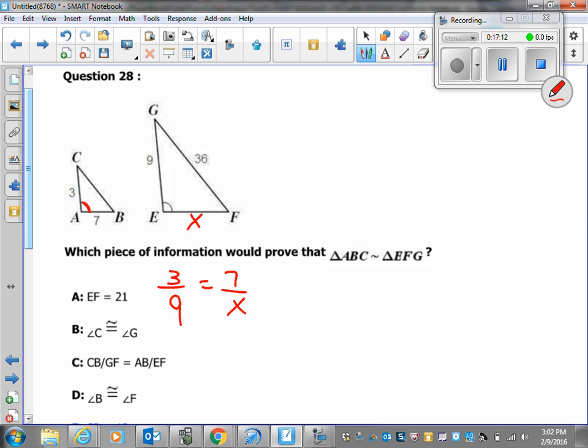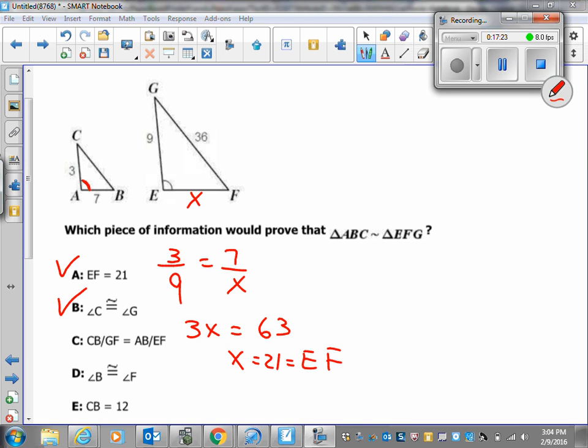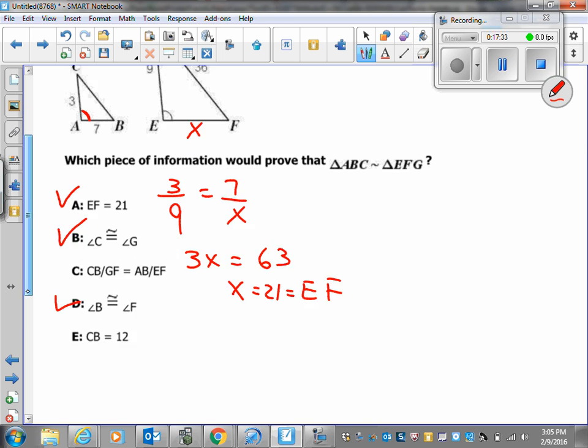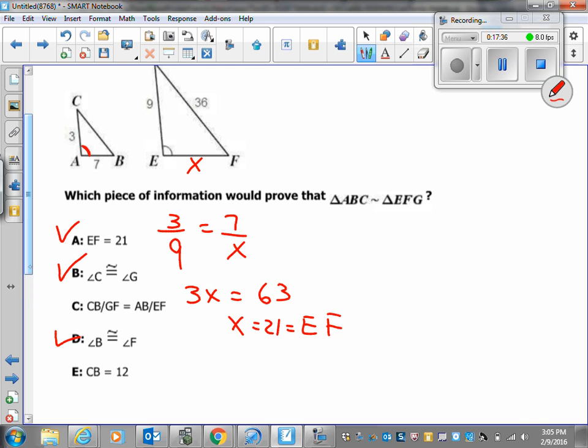So you have to pick, and it can also be CB over GF if it is proportional to AB over EF. Well, this is not going to tell us if it's going to be, yeah. So it can either be A, which, knowing this is 21, then you can do side-angle-side. But knowing that the angles are congruent is going to help you say AA similarity. Okay. So I didn't know this was a multi-select question. Sorry about the confusion.